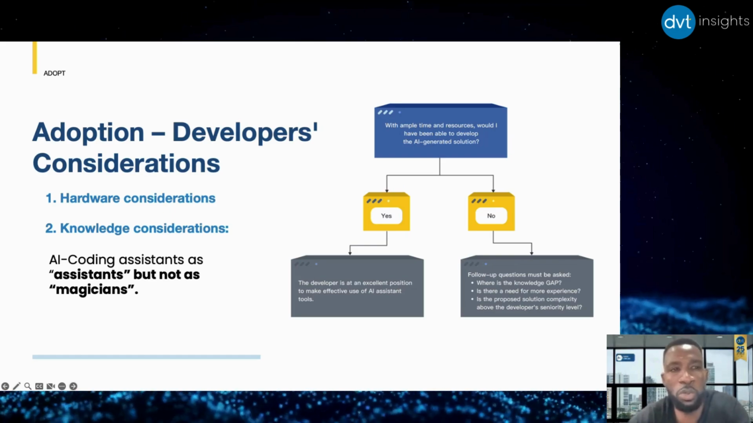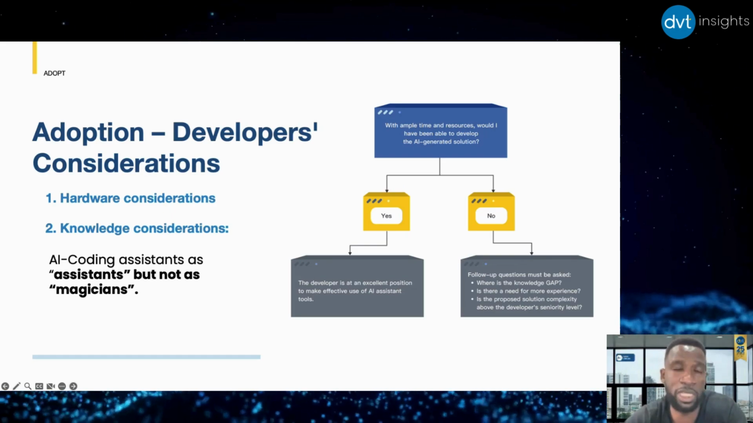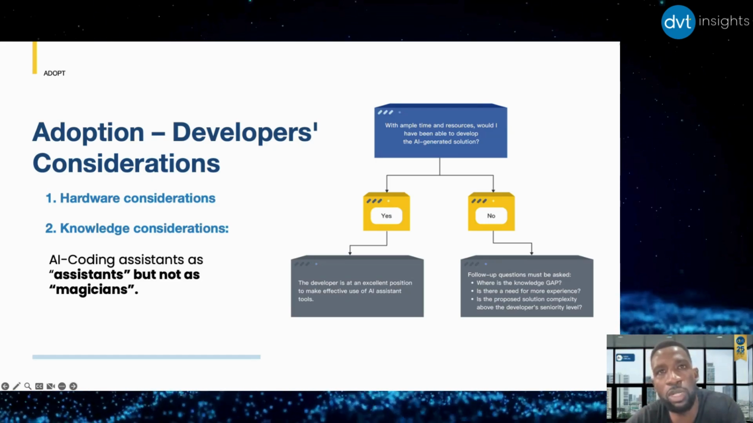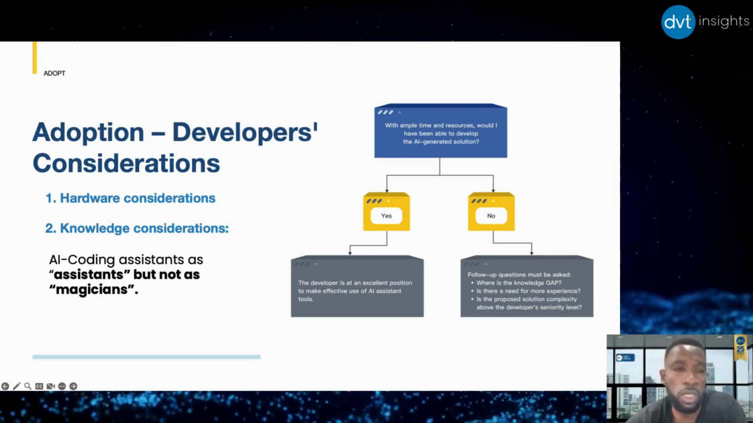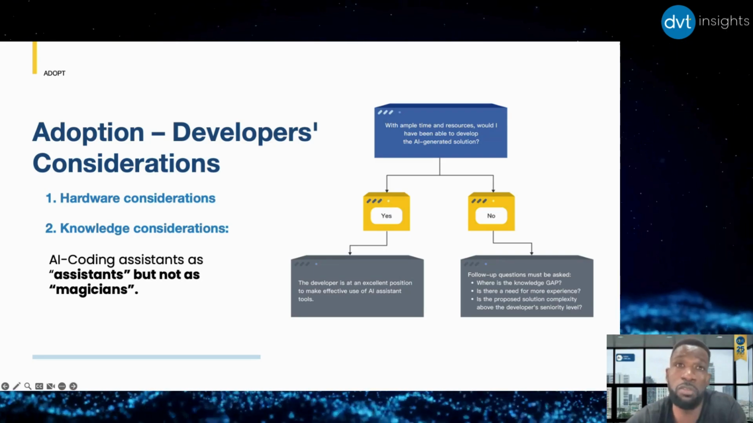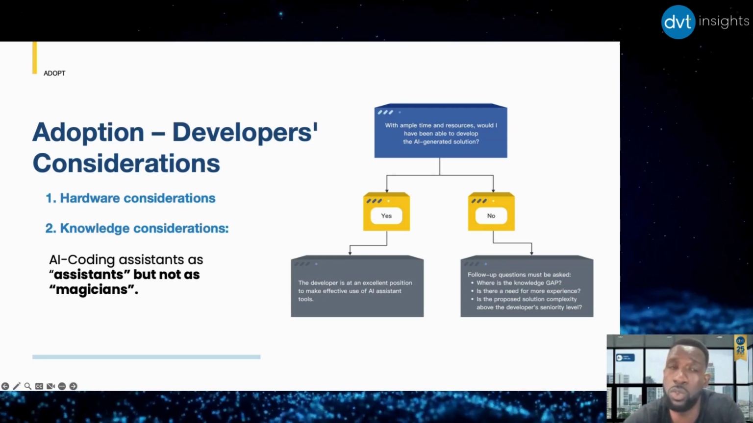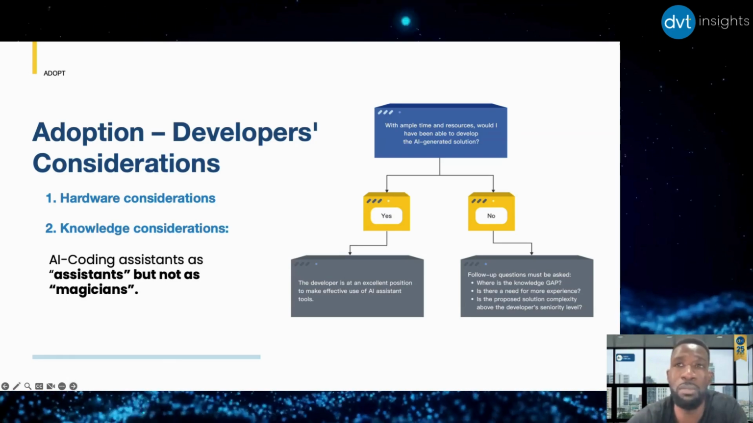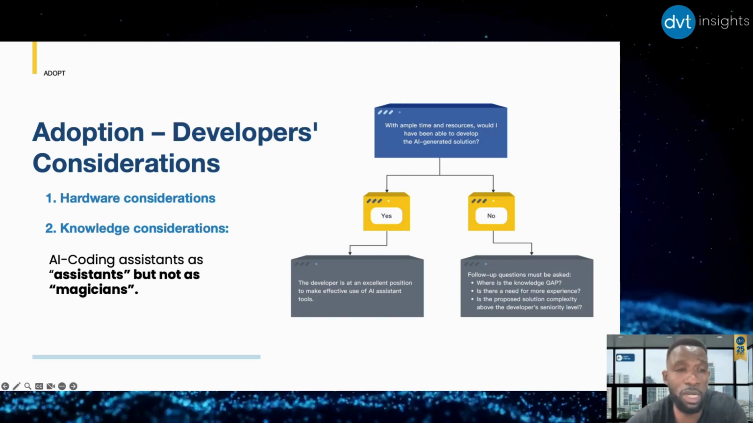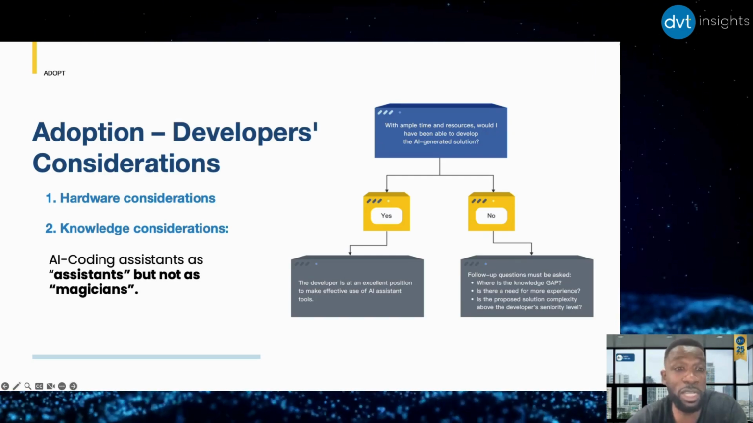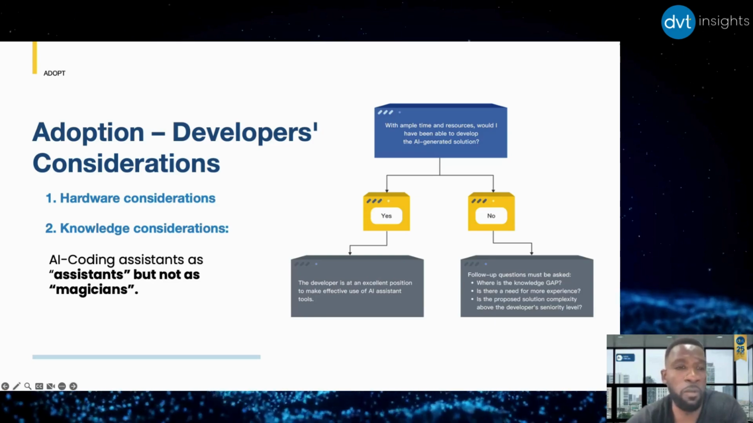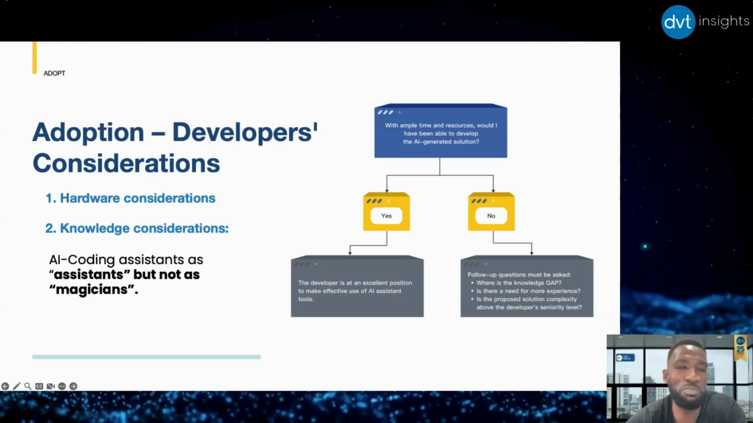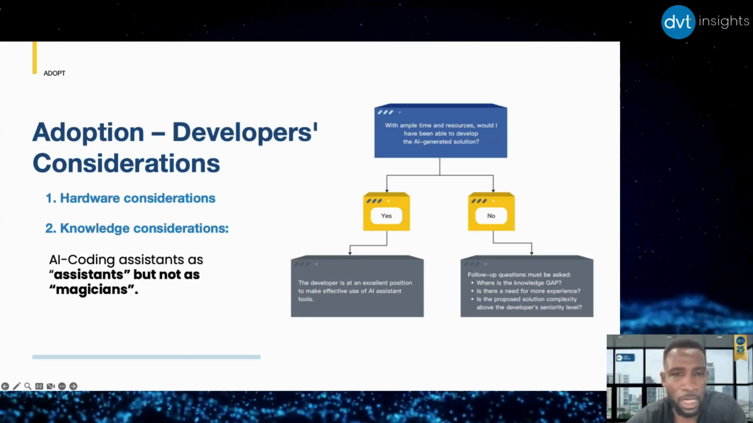Now, once we've kind of adapted it, we need to start adopting it. Now, the adoption has two perspectives. The first one is from a developer point of view. And the first and obvious one is kind of hardware considerations. If I'm going to use a tool, I need to understand what are the hardware requirements for that tool. Do I need 16 gig of RAM and so forth? And the second one, which is kind of a controversial one, is the knowledge consideration. We're thinking of AI as assistant, not as magician. And I'm going to unpack that.